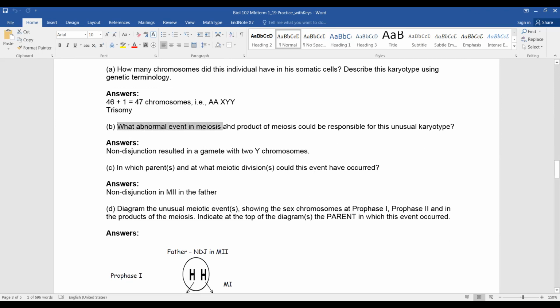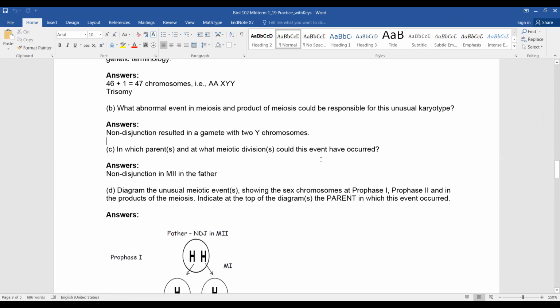what event in the meiosis will result in this unusual karyotype? Yes, we have learned this. One reason for the trisomy is because of the non-disjunction. So the non-disjunction resulted in gametes with one extra sex chromosome, right?